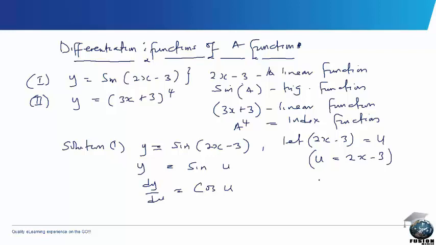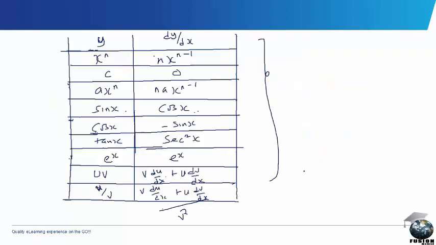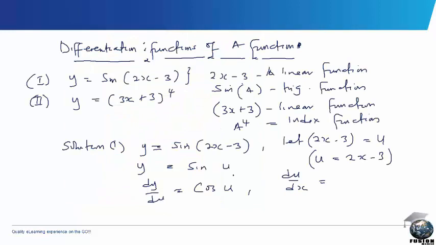And so we go back and differentiate u with respect to x, and du dx will be equal to, when we apply our binomial function, a x raised to power n minus 1, doing that carefully: if you differentiate 2x, you will have 2, and if you differentiate minus 3, you have 0, because it's a constant. So what we do next is to multiply the two outcomes, cos u and 2.